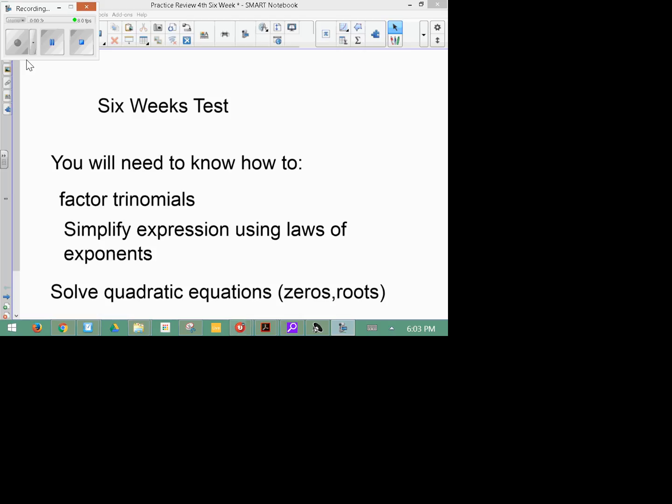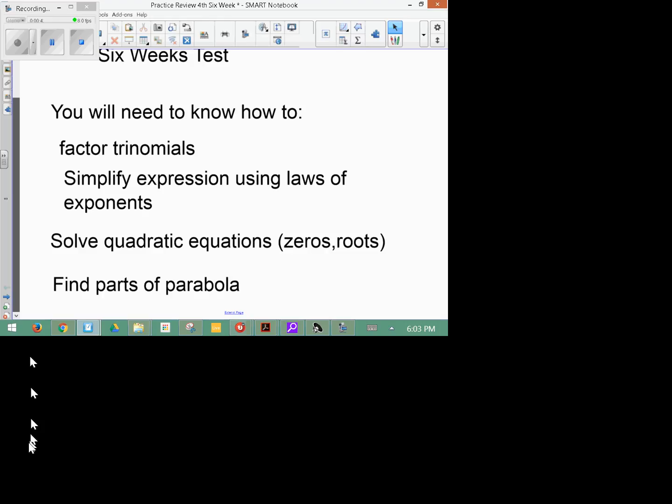A-Day tomorrow, B-Day Friday. You will need to know how to factor, at the minimum, factor trinomials, simplify expressions using laws of exponents, and solve quadratic equations, zeros, roots, find parts of the parabola, and a few other things you might need to know. But I'm just going to cover pretty much the bare minimum. If you can master the problems in this video, then you can at least be assured of passing the test. Okay, let's go ahead and get started.